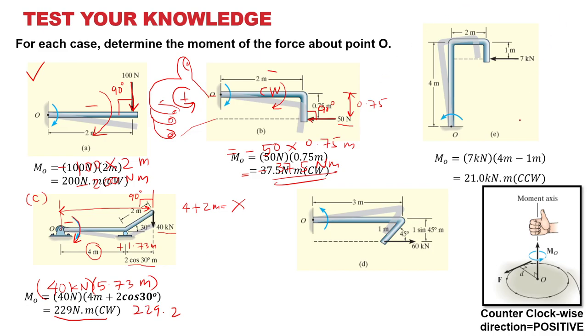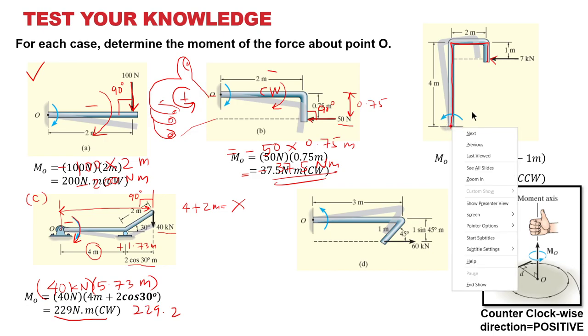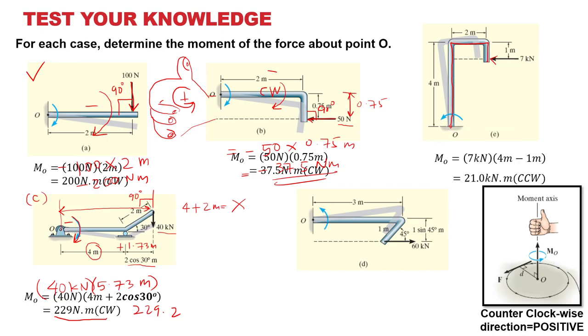This one I have to do first, huh? Never mind. Okay, 7 kilonewton. Even though you have a body like this, it goes up and then it goes down. We are trying to find the moment here at O. O is here. So when O is here, you just have to take this dimension. Seven kilonewton multiplied by this distance. So it's not 4 meter anymore. Even though it goes up a bit, it has to be 3 meter. So 4 meter minus 1. So 21 kilonewton counterclockwise.